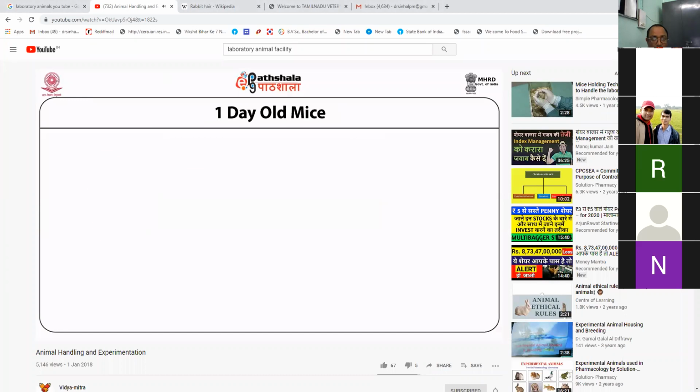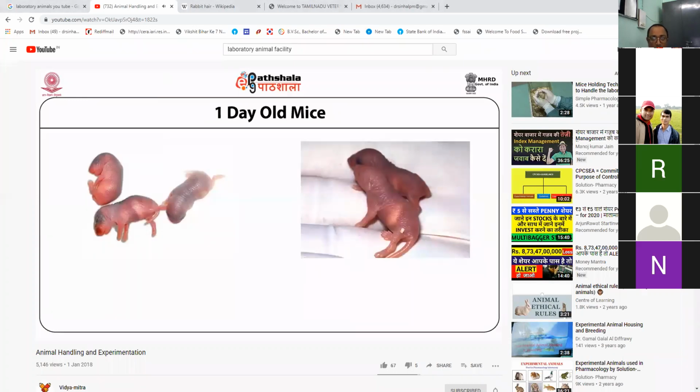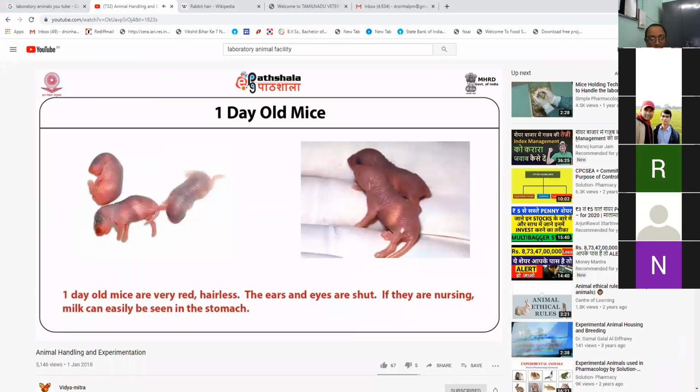This is a small picture demonstrating how day-old pups look, and you can see they are very red, and the eyes and ears are tightly shut. That means they are very closed. You can see the white spot in the abdominal region, what we call the milk spot. This is due to nursing with their mothers.